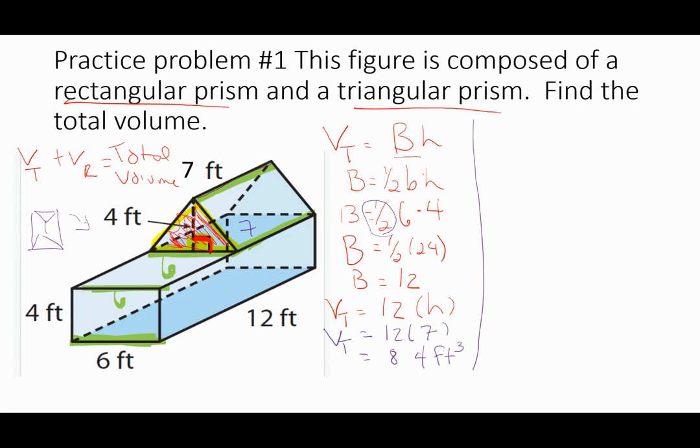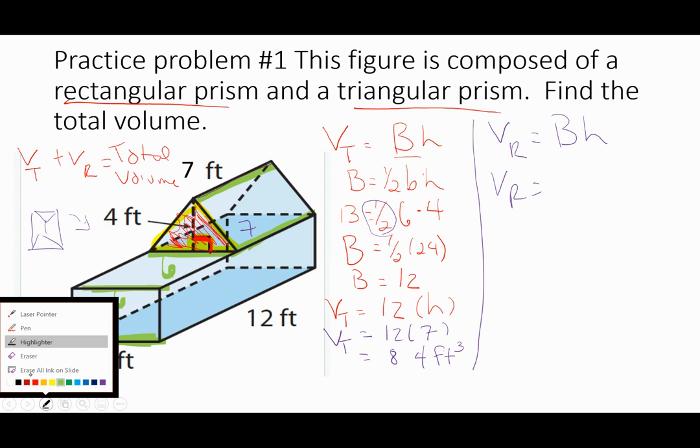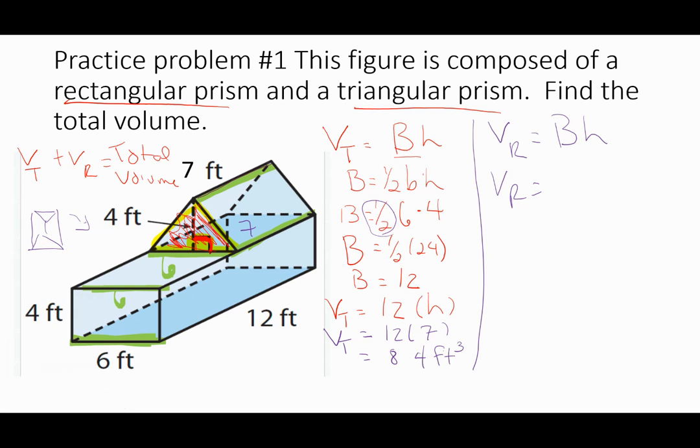Okay, the volume of the rectangular prism is going to be the area of the base times the height. So the area of this base is down here. I'll use blue. So this right here is our base of our rectangular prism. Then we're going to be using in here 6 times 12.